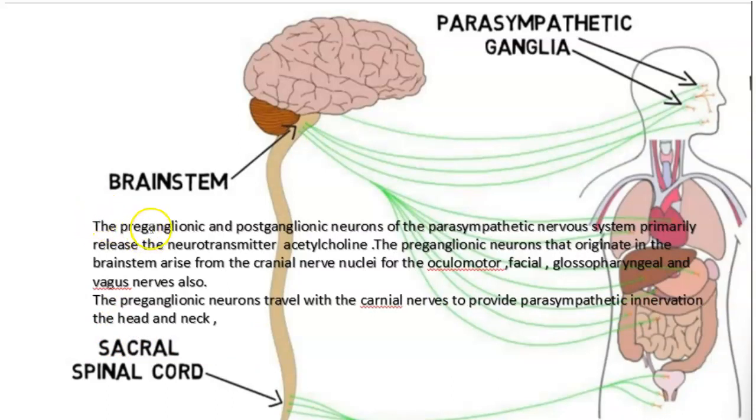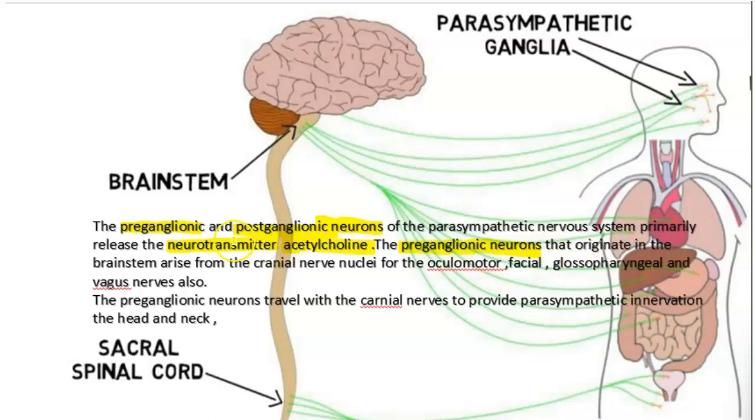The preganglionic and postganglionic neurons of the parasympathetic nervous system primarily release the neurotransmitter acetylcholine.